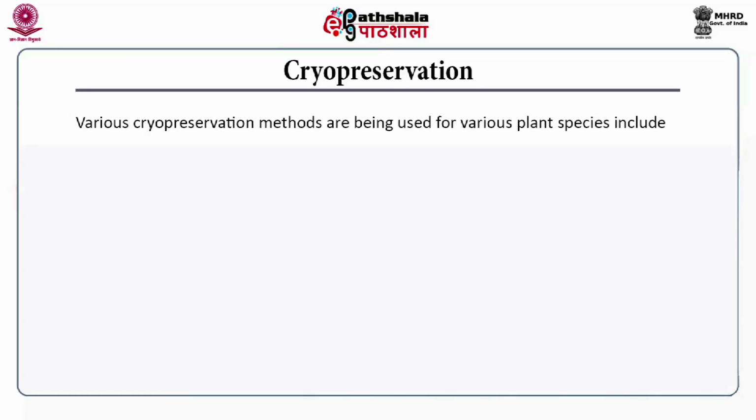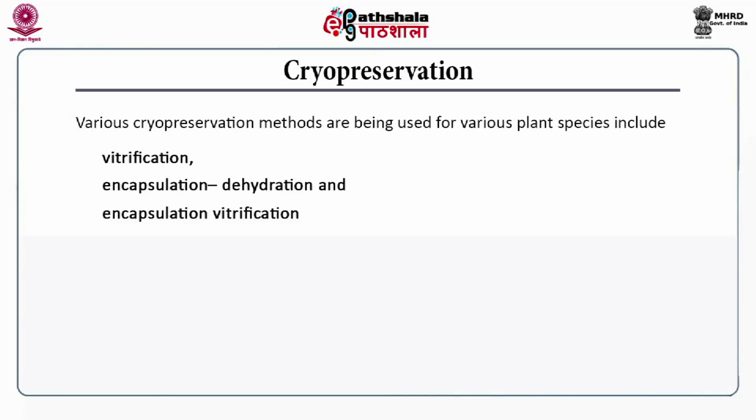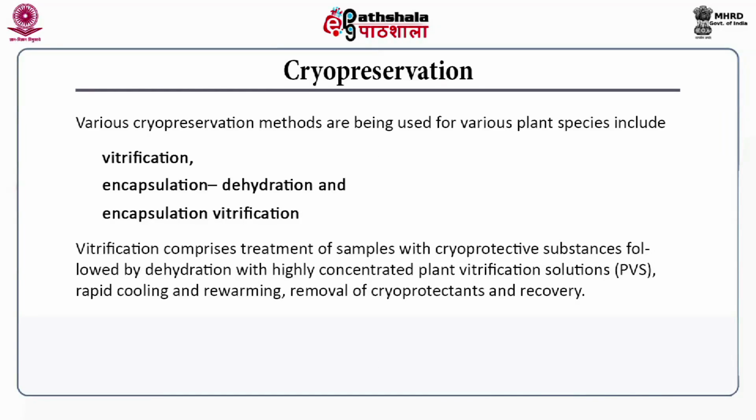Various cryogenic methods are being used for various plant species, and these methods include vitrification, encapsulation dehydration and encapsulation vitrification. Basically, vitrification comprises treatment of samples with cryoprotective substances followed by dehydration with highly concentrated plant vitrification solutions, rapid cooling and rewarming, and removal of cryoprotectants and recovery.